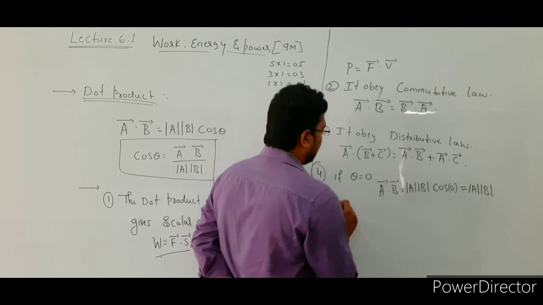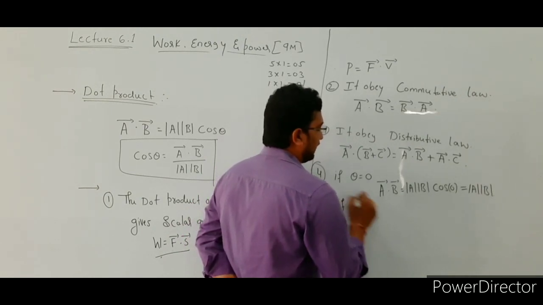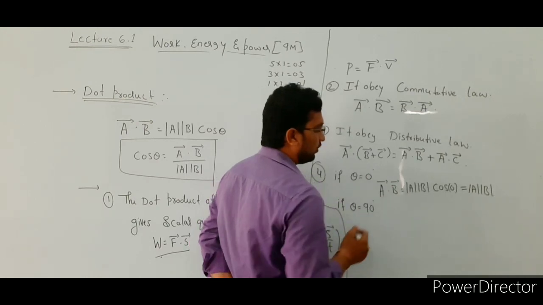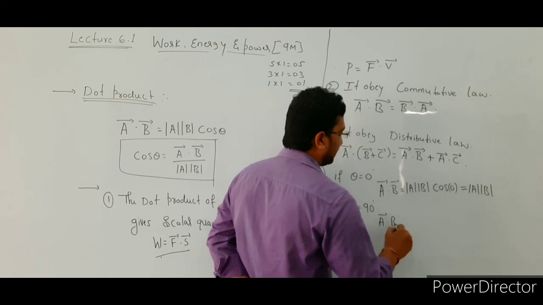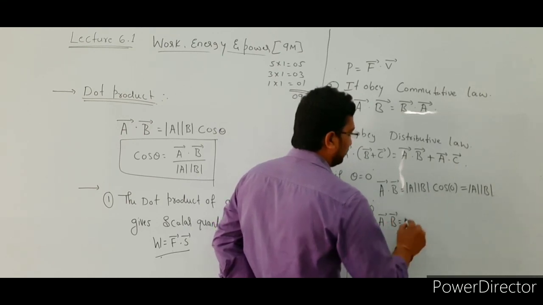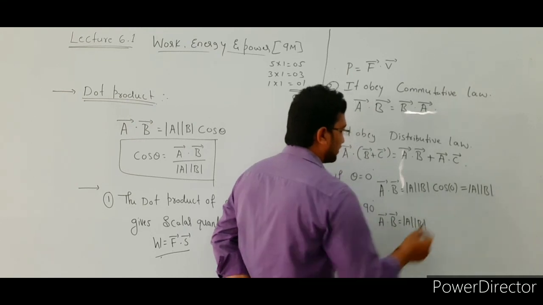Okay, if theta is equal to 90 degrees, then A vector dot B vector is equal to the magnitude of A into the magnitude of B into cos of 90.